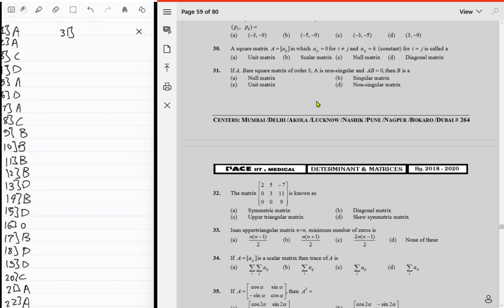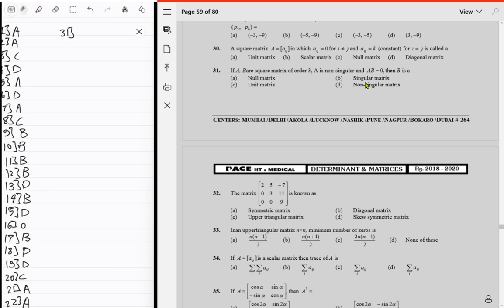31. A and B are square matrices of order 3. A is a non-singular matrix and AB is 0. Okay, wait, A is a non-singular matrix. That just means B has to be singular. So the determinant of B is 0. B is a singular matrix. That was easy, isn't it?